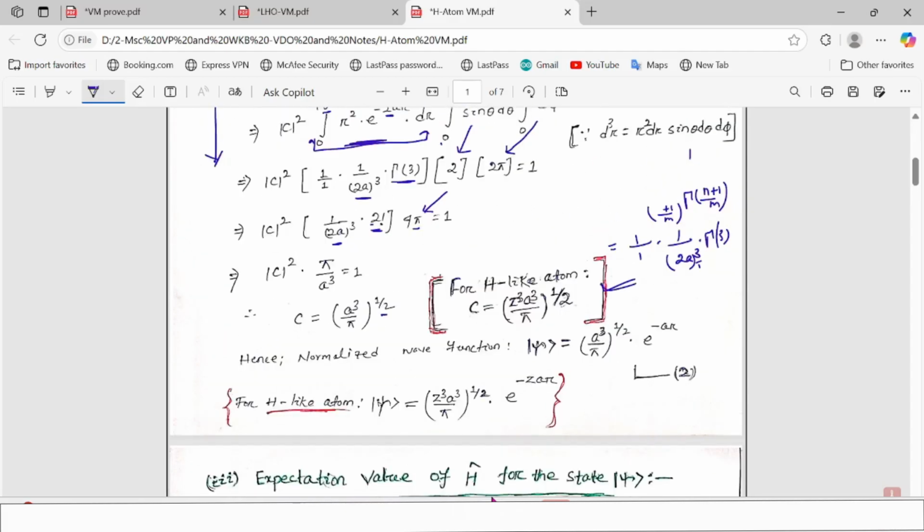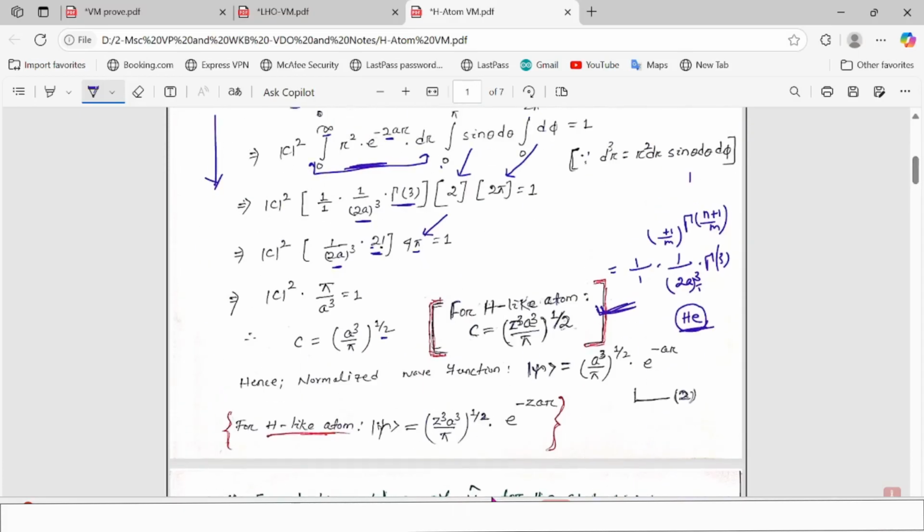Why am I telling you about the hydrogen-like atom? Because in our forthcoming classes we are going to discuss the helium atom. We are going to find the ground state energy of the helium atom. At that time this expression is required. So just remember, for hydrogen no need, if you want you can do it separately in your notes, but if you follow the same procedure, then this Z cubed term will come up extra, Z cubed a cubed by pi to the power 1 by 2.